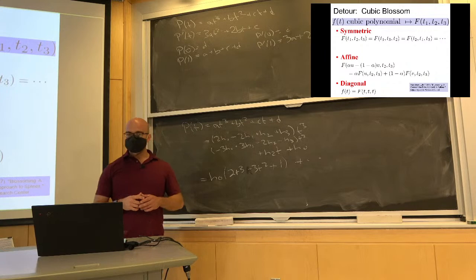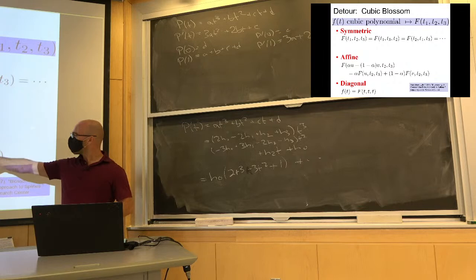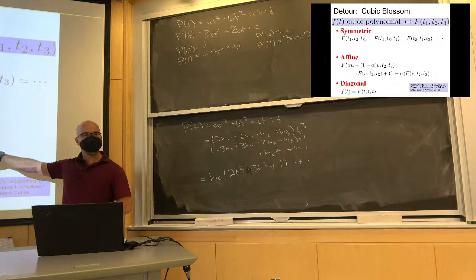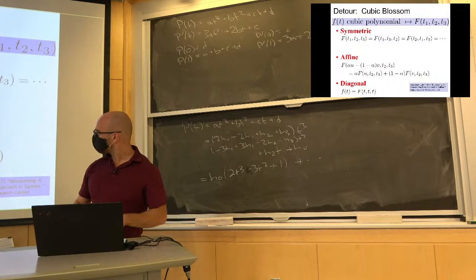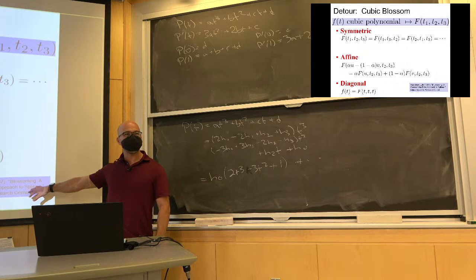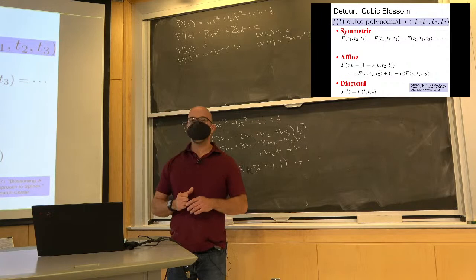It's going to be affine, meaning that I can kind of draw a line in the first argument. And that's the same as kind of pulling the coefficients out to the outside. This is called the affine property. Notice that this is a slightly weaker property than being linear. And then we have a third thing, which is the thing that actually links big F and little f, which is going to be the property that we'll call the diagonal property, which says if I put in the same little t three times, I get back my original cubic.